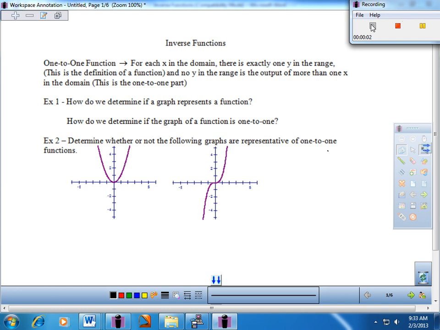Welcome. The title of today's notes worksheet is Inverse Functions. Similar to composition of functions, inverse functions represent a topic that you explored in Algebra 2. Hopefully we'll be able to revisit some of those ideas here and maybe expand on it a little bit.